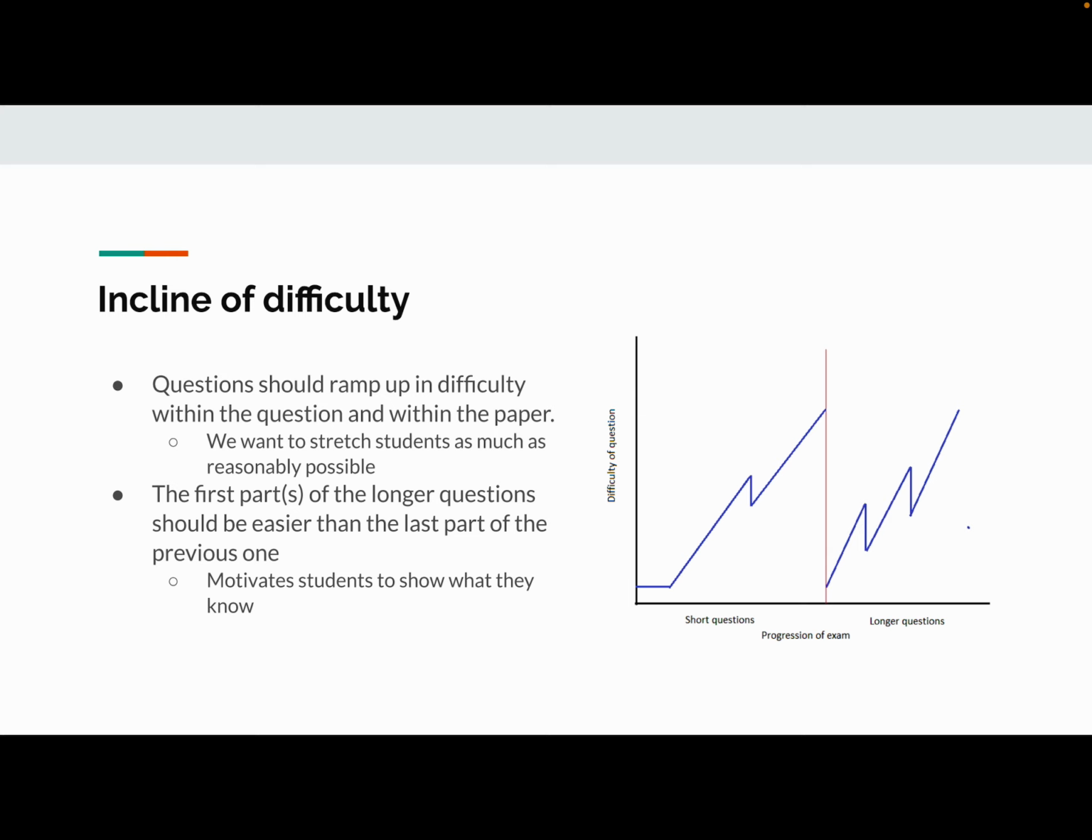Also, for longer questions, the first parts of the longer questions should be easier than the last part of the previous one. This is especially true for IB, as the long questions are really long. We are talking a solid 18 to 20 marks at times. So motivation now plays a very important role to keep the students coming back and show off all they know.